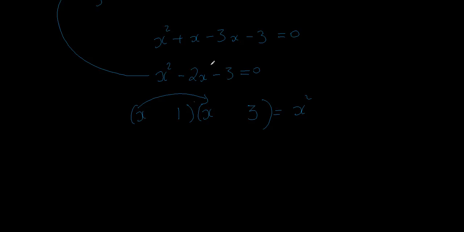Now you need to take care of the minus signs. In this case you have to see whether this is a plus and this is a plus, or this is a minus and this is a minus, or minus and plus. So the signs have to make sense for this equation. In order for you to get a minus 3, you have to have one being a negative and the other one being positive.